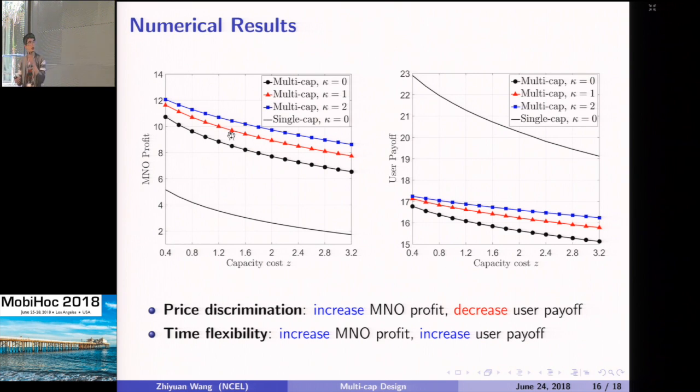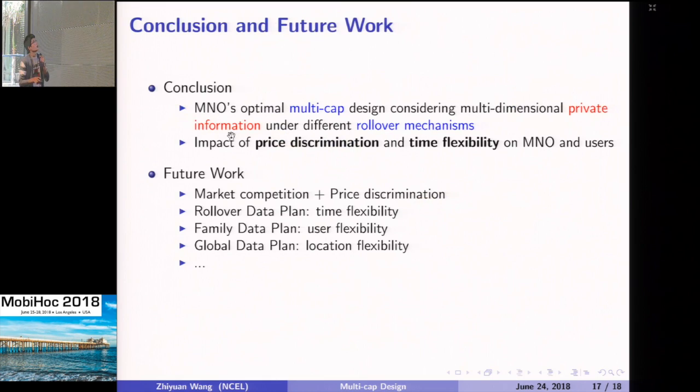As for future work, one of the most straightforward directions is to look at market competition under the multi-cap scheme. And there are also some other topics. The rollover data plan offers users consumption flexibility from the time dimension. There are still some innovative data plans.